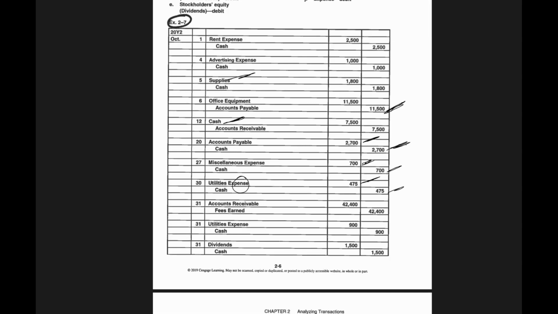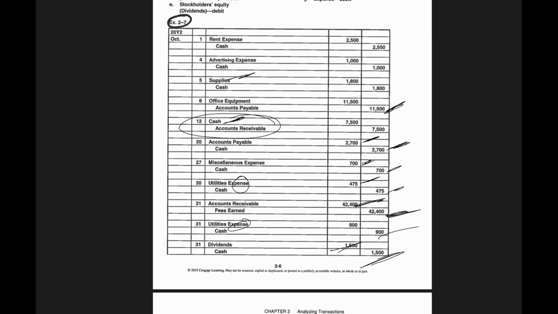The 31st, fees earned and billed. So this would go like this one right up here that we talked about. We earned it, so we're going to credit our revenue account. They didn't pay us, so we debit a receivable. Until they pay us, we debit a receivable. The 31st, again, an electricity bill, a debit to an expense, credit cash. And the last one, we paid dividends, credit cash, and debit the dividends.